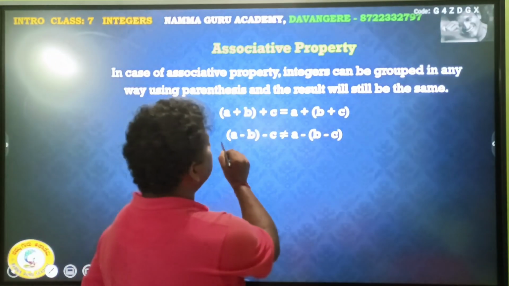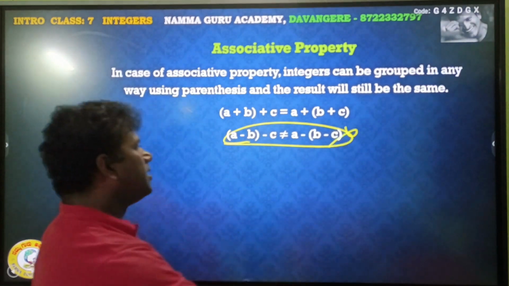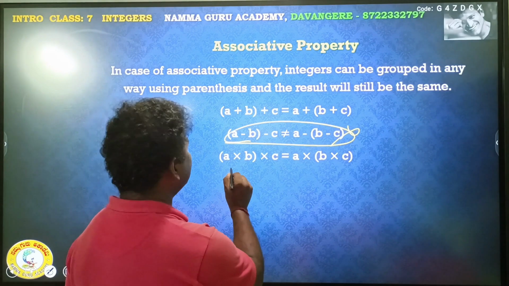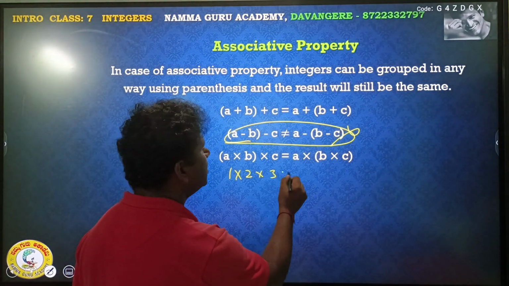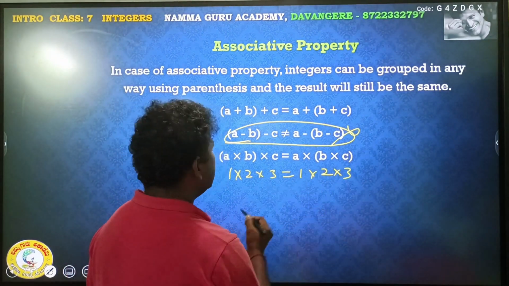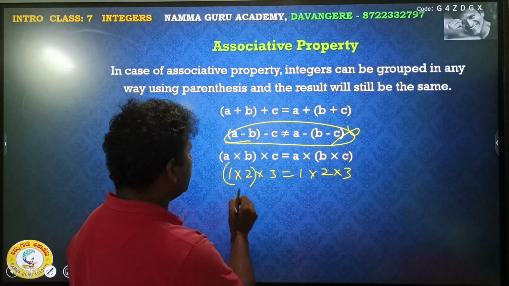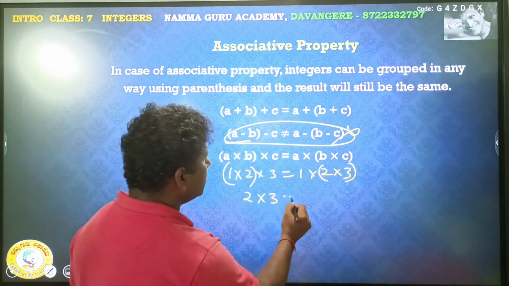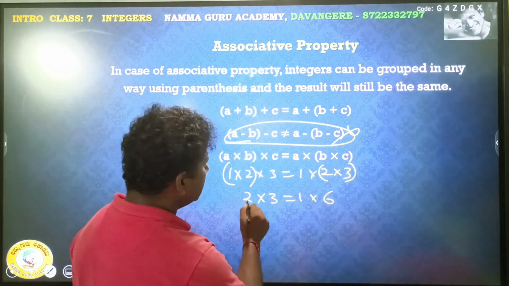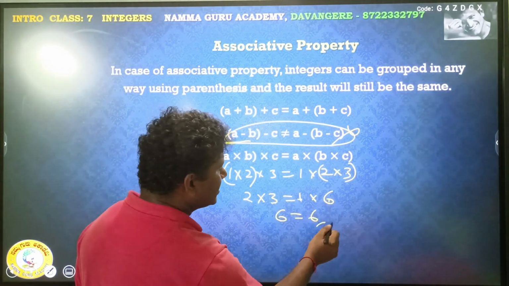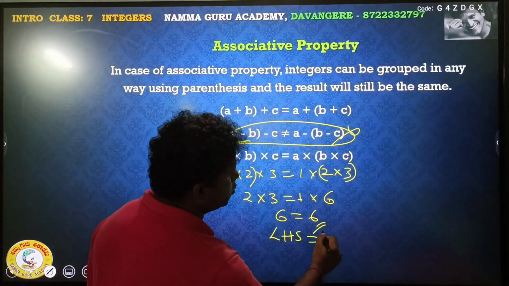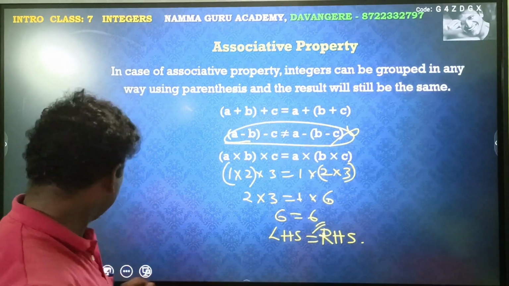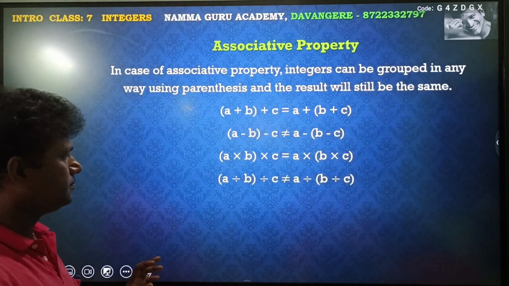But the associative property in subtraction is not applicable. The associative property in multiplication is applicable. Here we can take the same example. 1 into 2 into 3 equals 1 into 2 into 3. Here first we shall make these 2 as a group. Here second and third as a group. Now 1 twos are 2, into 3. Here 1 into 6 is 6. Here 2 threes are 6, 1 sixes are 6. Again LHS is equal to RHS. I hope you have understood, but it is not possible in the case of division.